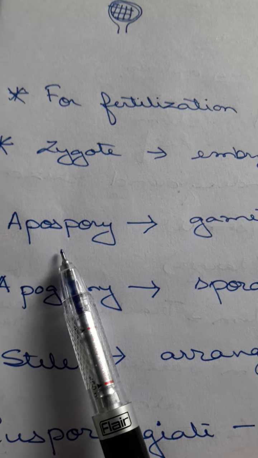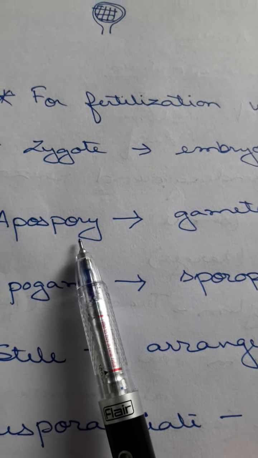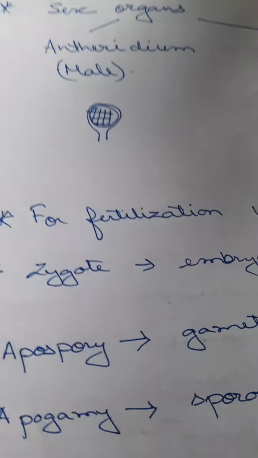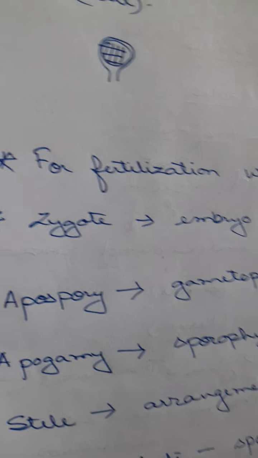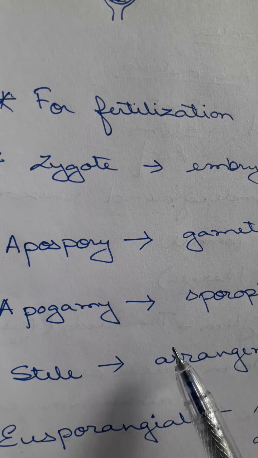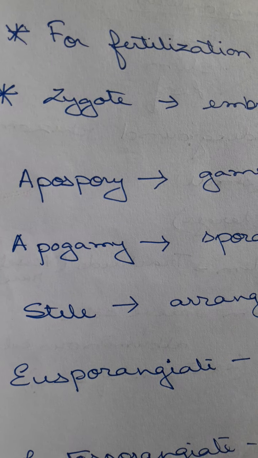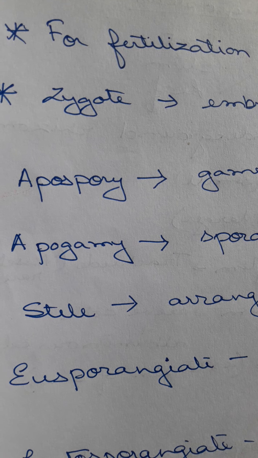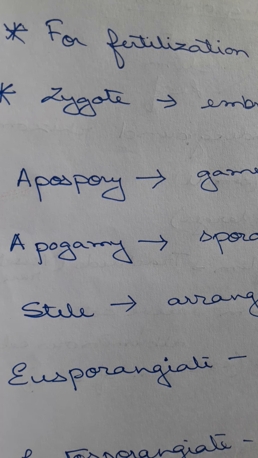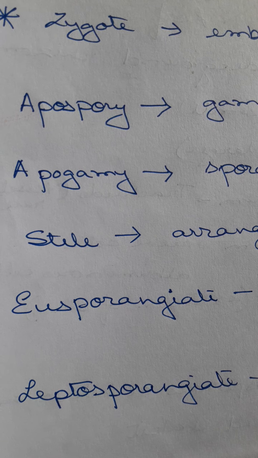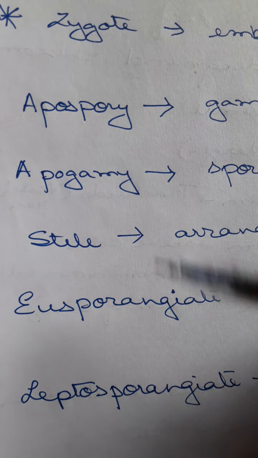First is apospory. Apospory means the development of the gametophyte directly from the sporophyte. So if the gametophyte develops directly from the sporophyte, then we call it apospory. Again, apogamy means the sporophyte develops directly from the gametophyte. Stele means the arrangement of xylem and phloem. Eusporangiate means when the sporangia develop from a group of cells, and leptosporangiate means when the sporangia develop from a single cell. So these terms are important.